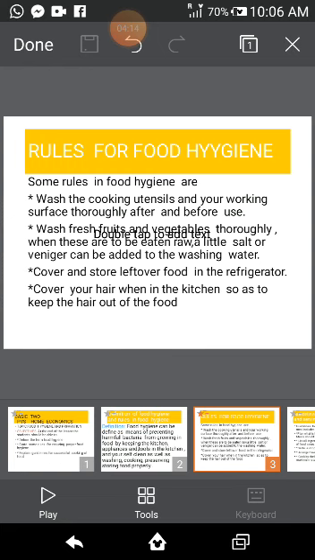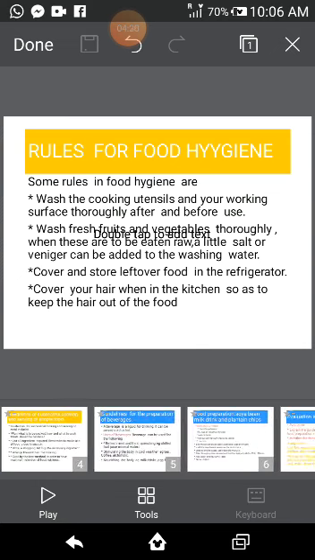Some of our cooked food, always keep it hot until when they are to be eaten. Cover and store leftover foods in the refrigerator so that they will not get contaminated.